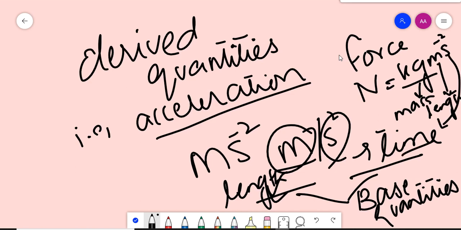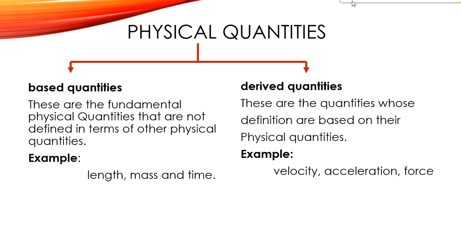So these are the combination of other physical quantities, meaning base quantities. Now we have learned what the difference is between the physical quantities and their derivations, like the derived quantities and base quantities. Base quantities are the fundamental quantities, and we have learned that the 7 are the most fundamental physical quantities, and the derived quantities are based on the other physical quantities. You can have a glance at the definition again.